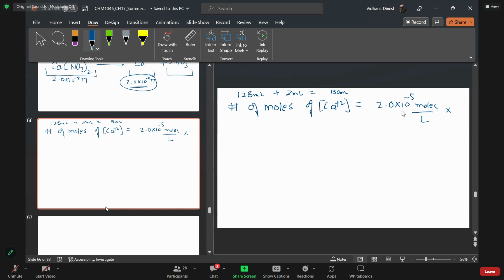Now, when I do that, I can simply write 0.130 liters. Why did I do that? Because I need to have liters in the numerator as well, and this one is in milliliters. So 130 milliliters is 0.130 liters. Can you find me this value now?